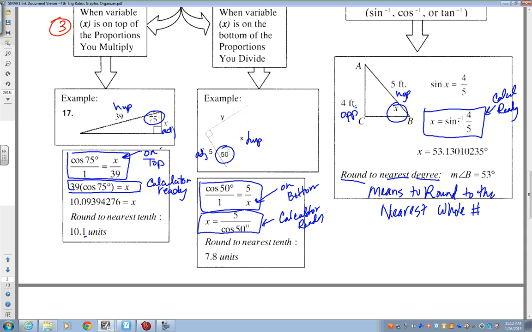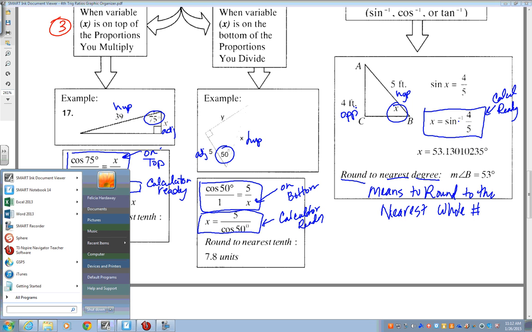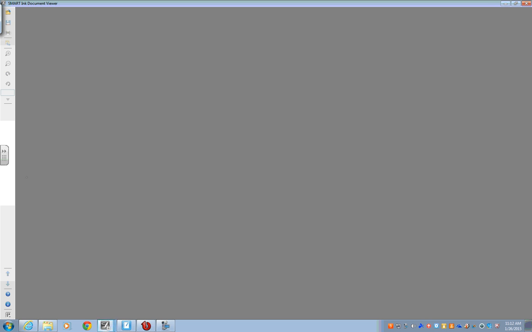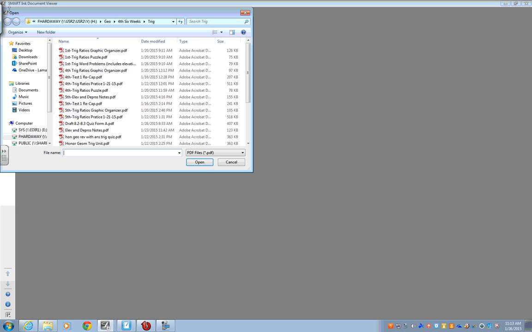Keep this side of the organizer out. We're going to refer to it for today's lesson. You need to get the worksheet, trig word problems. That's what we're going to do today. I'm going to give it to you. You have a quiz to make up after we start this.